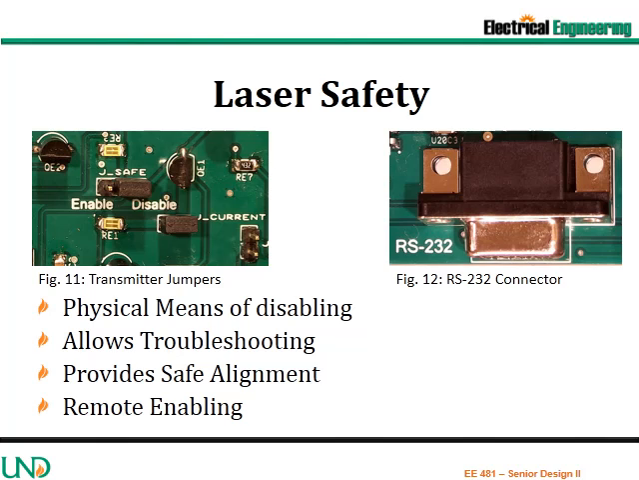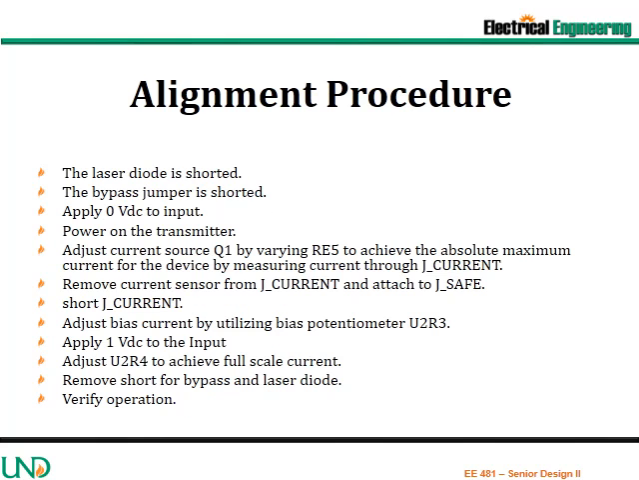The emitter can be physically disabled by creating an air gap through the current source or shorting the laser diode. Remote functionality is also enabled by the use of the RS-232 connector in the microcontroller. The alignment procedure enables the user to select the maximum current, the full-scale current, and the bias current. The use of the shorting jumper for the laser diode enables the user to adjust the potentiometers without risking injury.